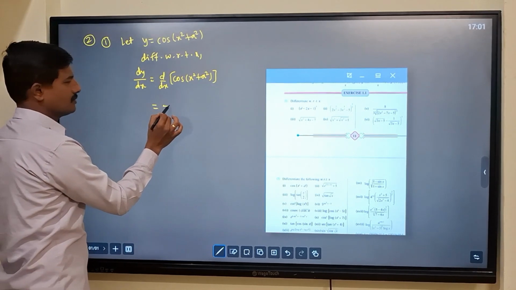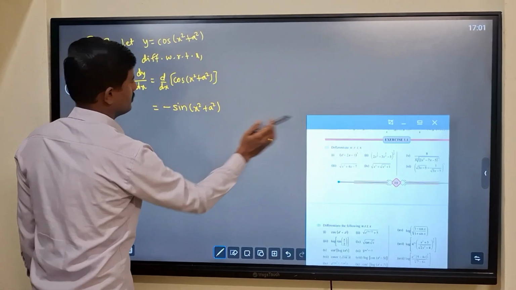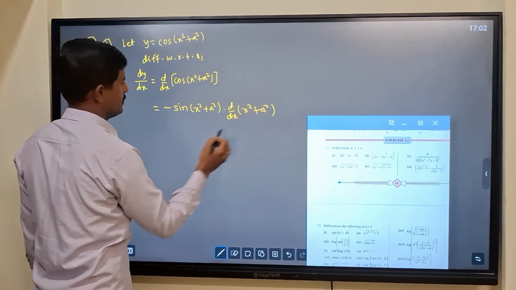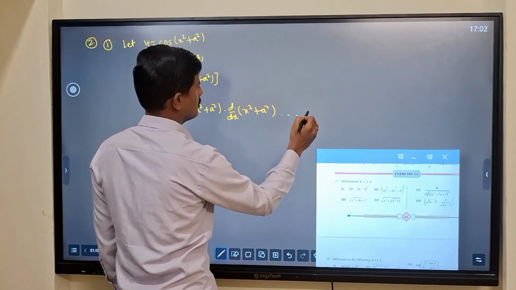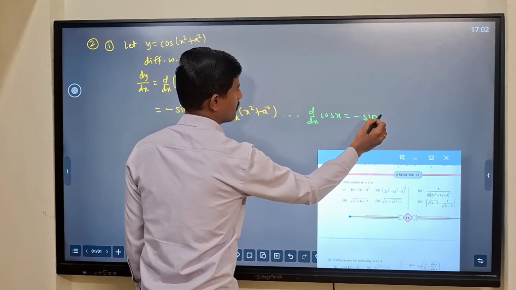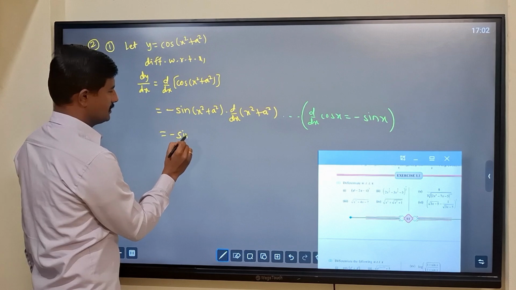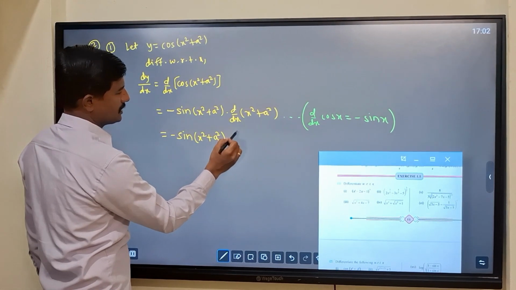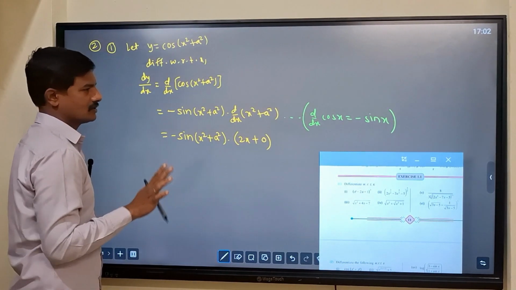Differentiation of cos is minus sine of x square plus a square. Now again d dx of x square plus a square. Here we used the formula d dx of cos x is equal to minus sin x. Again here, differentiation of x square is 2x and differentiation of a square is 0 because a square is constant.